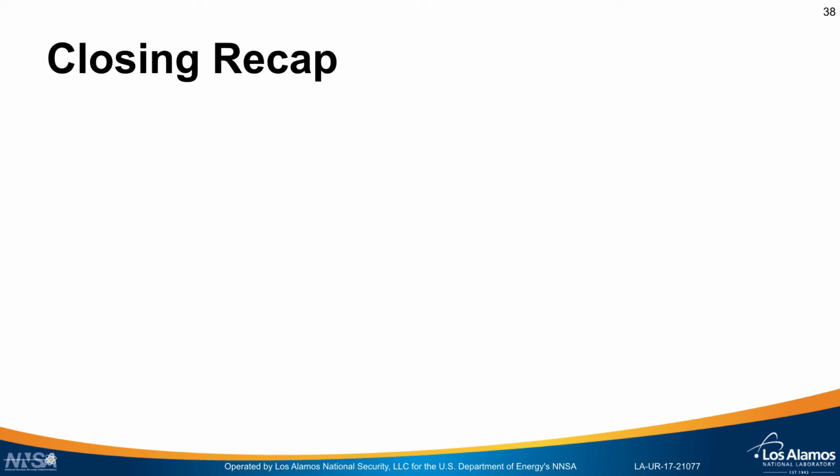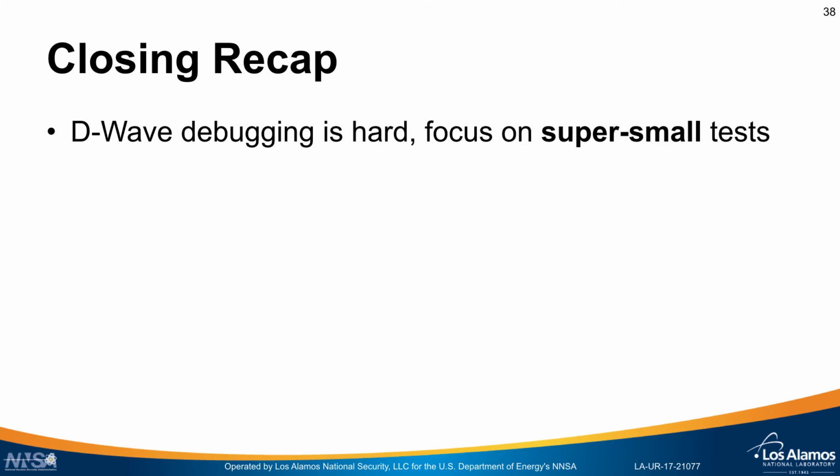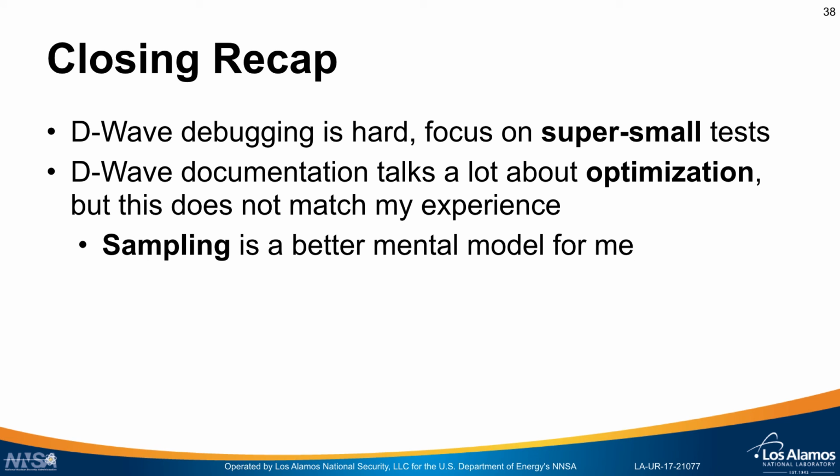So just to close on debugging on the D-Wave machine, the debugging on D-Wave is extremely difficult, so I highly recommend you focus on super small test cases where you have a very good understanding of how you expect them to behave. In the D-Wave documentation, there's a lot of talk about optimization, but this does not match my experience with how the machine behaves. I found it's much better to think of the machine as a sampler and then integrate it into tools as kind of a sampling tool.